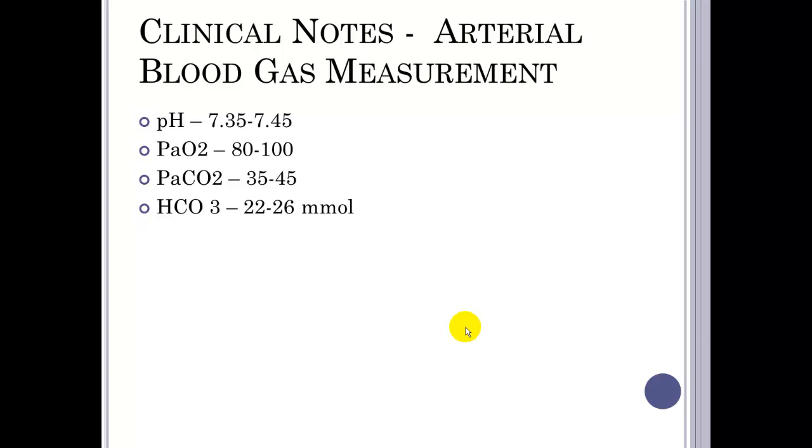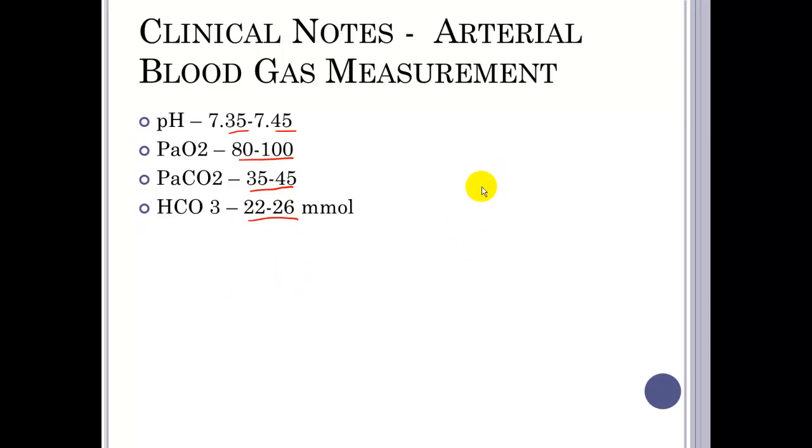Clinical notes, arterial blood gas measurement. This is going to be a general overview. Whenever we start talking about assessment, we'll talk about this again. These numbers have to be put to memory. pH 7.35 to 7.45, PaO2 80 to 100, PaCO2 35 to 45, and then bicarbonate 22 to 26.